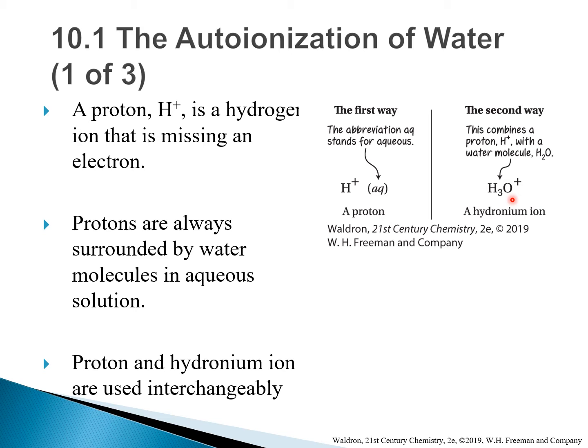Alternatively, we can write a symbol that represents the proton combined with a water molecule, like the one on the right, as H3O+. When we write the proton as H3O+, we refer to it as a hydronium ion. We can use the terms proton and hydronium ion interchangeably in most circumstances. As we will see, it's sometimes convenient to use one symbol in one situation and the other symbol in another situation.